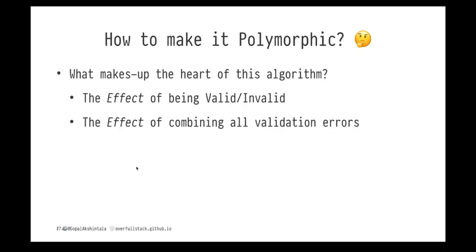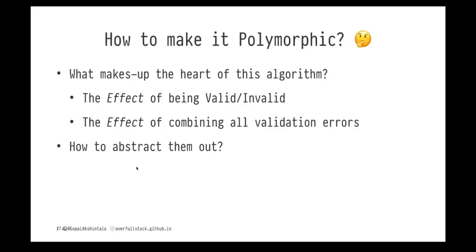This is another effect which adds up. When I say combining, either I get the first validation error or I get all the validation errors. So those two effects are the heart of this algorithm, which need to be abstracted out. How can we abstract that out?